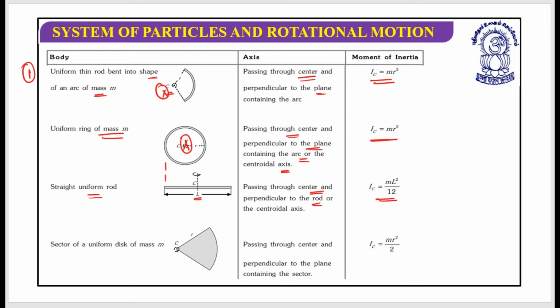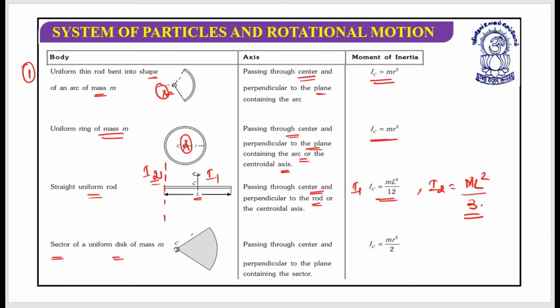Let's suppose the rotational axis passes through here. In the first case we call this I1, and let's suppose this is the second case. This I2 would be equal to ml square by 3. Yes, please do remember these things. If your straight uniform rod is being rotated from the end point of the rod, then it can be written as ml square by 3.